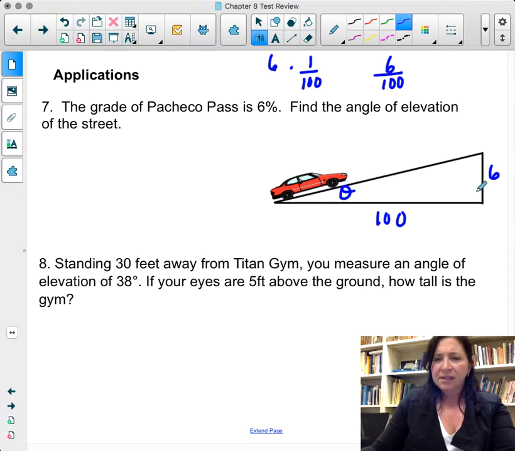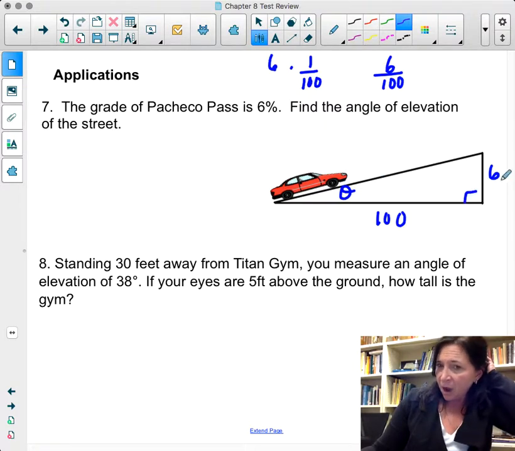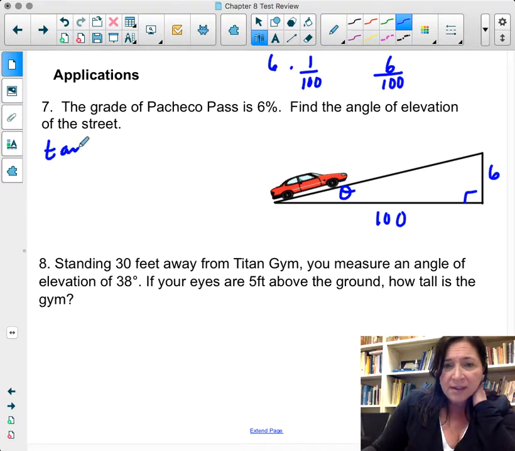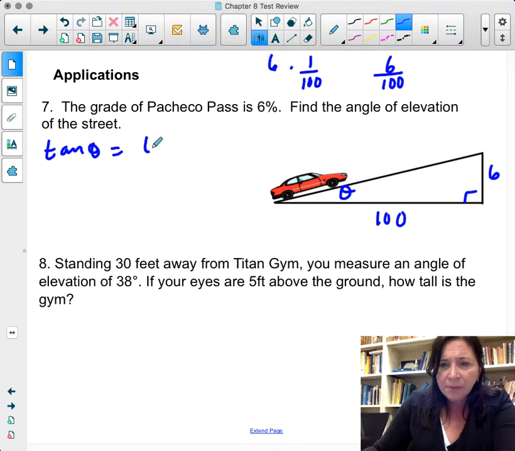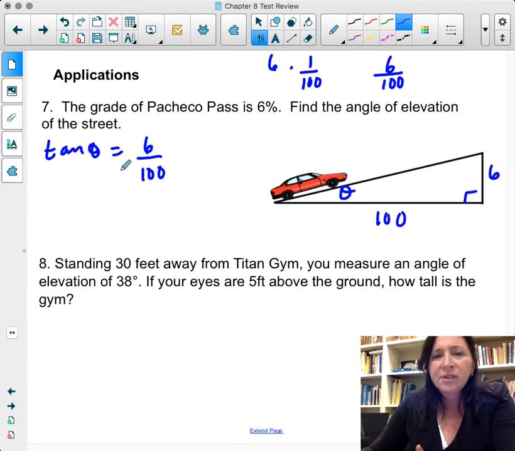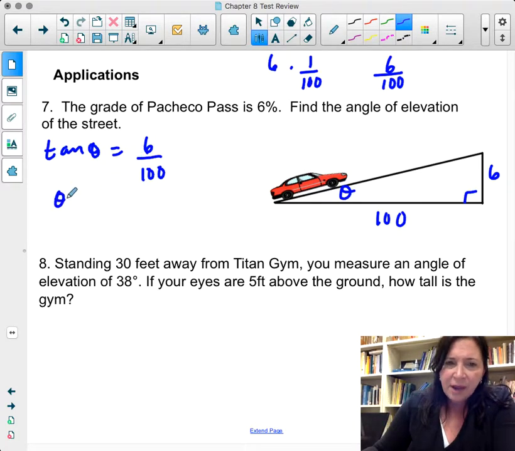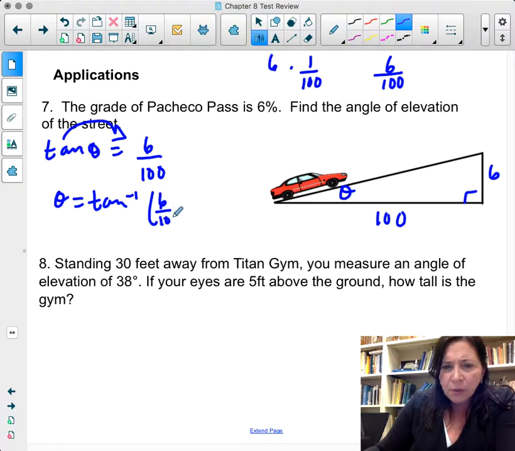Same thing, we just did this, okay? This is going to be opposite over adjacent, which is tangent. So we're going to say tangent of theta. Remember, theta always comes after the word. Tangent of theta equals opposite over adjacent. You can absolutely reduce this. There is no need to do that because your calculator is going to find that value for you. Theta equals arctangent, moving tangent to the other side, of 6 over 100.